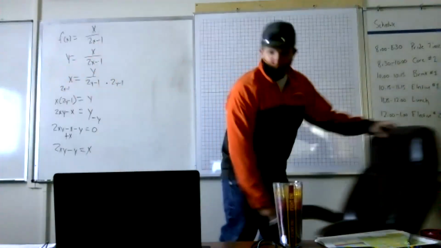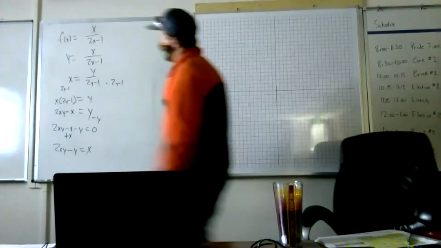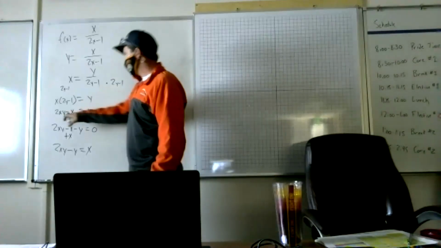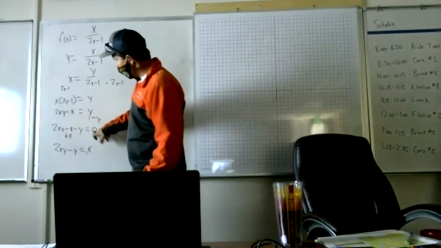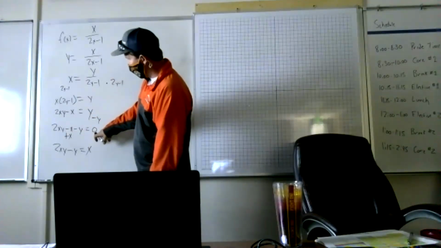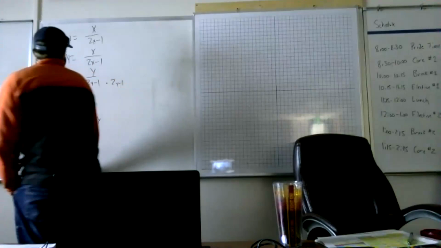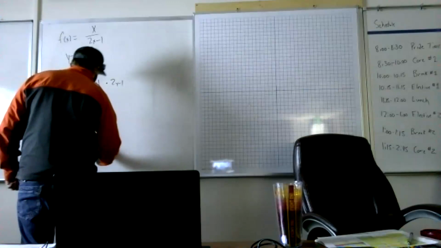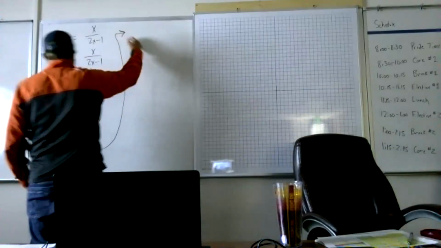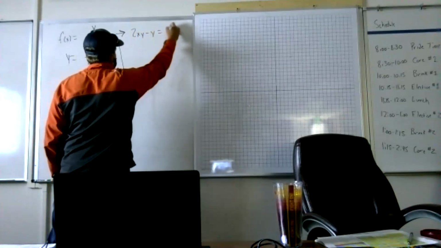Follow those steps. Can you guys see, there's not a glare or anything like that? So I replaced them. I distributed. I brought this y over. I brought my x variable to this side. So I subtracted y, I added x to just isolate it and to give myself a little bit more room. So I'm going to bring this to the top, which gives me 2xy minus y is equal to x.